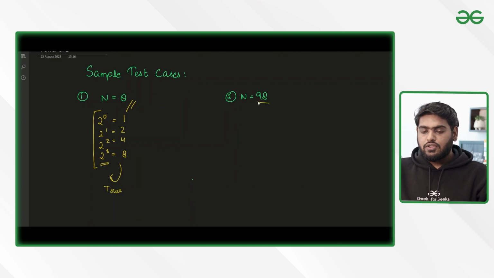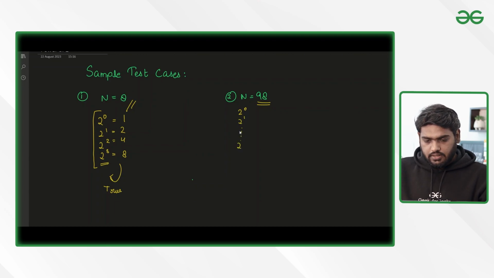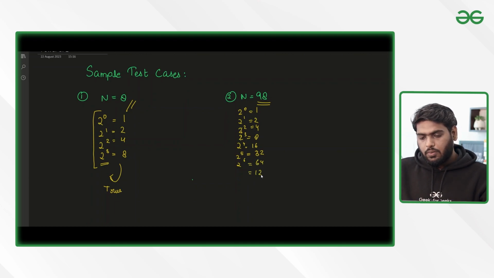Now if we have to check for 98, the procedure is going to be a little lengthier. We have to begin like this, so let's write all of the powers. We begin with 1, 2, 4, then 8, 16, 32, then 64 and 128.